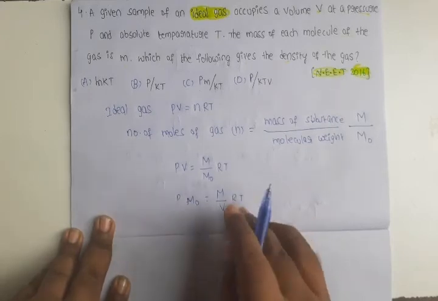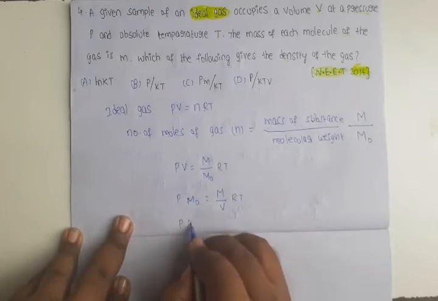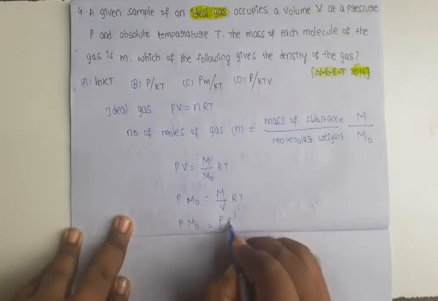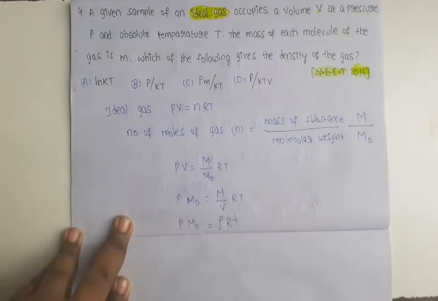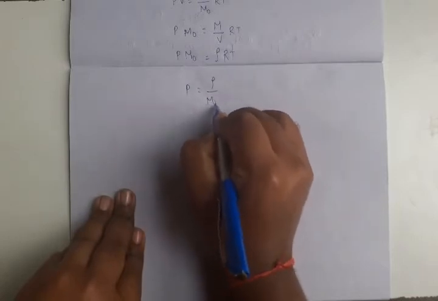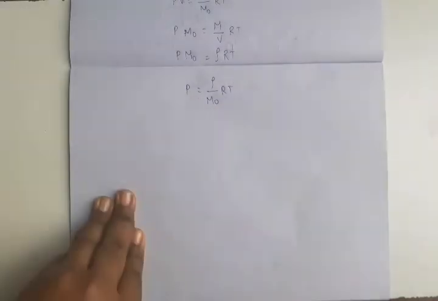Okay, m by V, mass by volume, is called density, denoted by rho. So P equal to rho by m naught into RT, where m naught is the molecular weight.